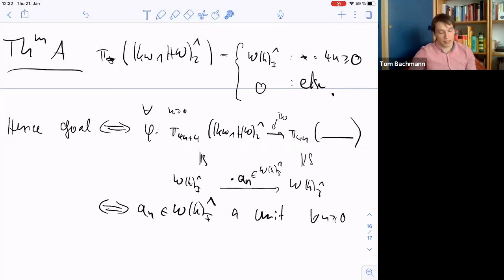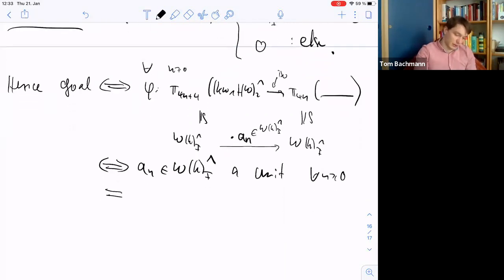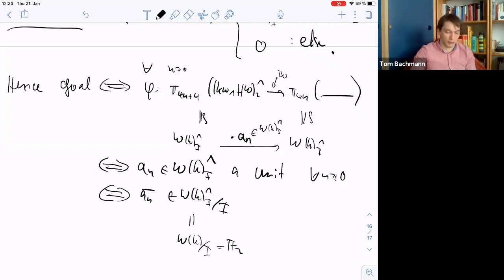But now, we have the I-adic completion of this ring. And you can check this is a unit if and only if it is a unit in the residue field. So this I-adic completion turns out to be a complete local ring. I'm not immediately clear that that's true, but in any case, you can check that this will happen if and only if the image in W of K I-adically completed modulo I, which in this case is the same thing as W of K modulo I, which is F2, is a unit.